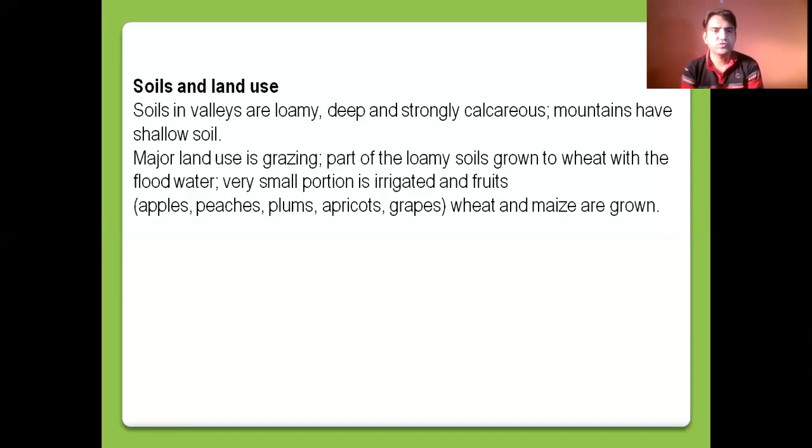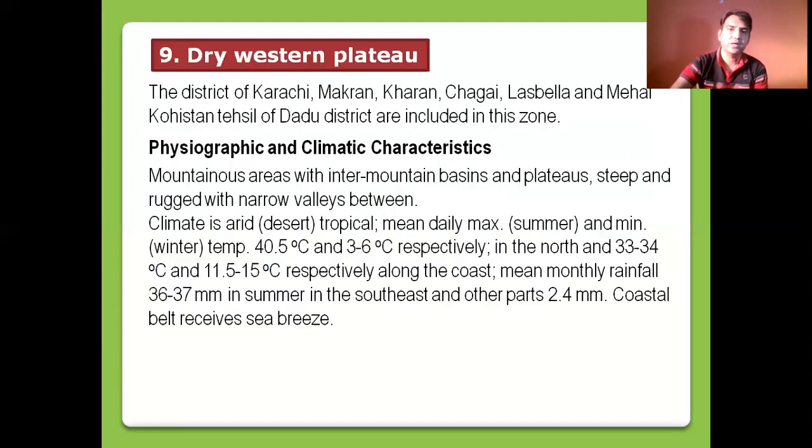So what are those fruits? We have apples, peaches, plums, apricots, grapes, and wheat and maize are also grown. This agroecological zone is based on fruits. You can sometimes say this is the fruit market of Pakistan, where most of the dry fruits and other fruits come from this part.